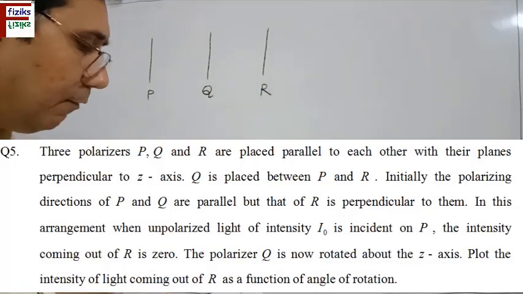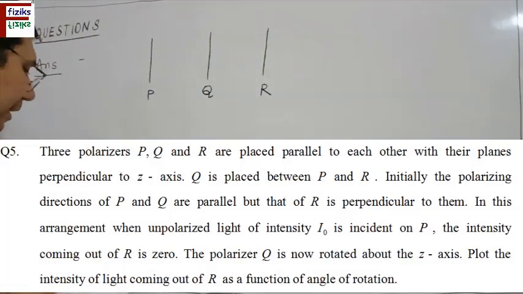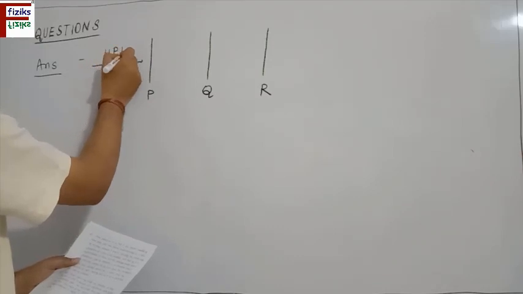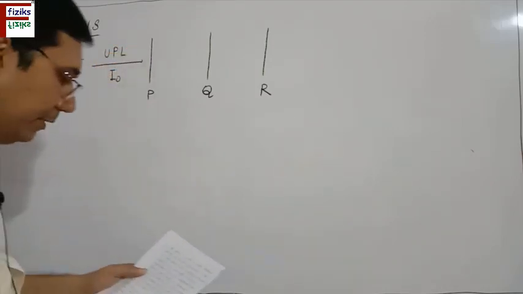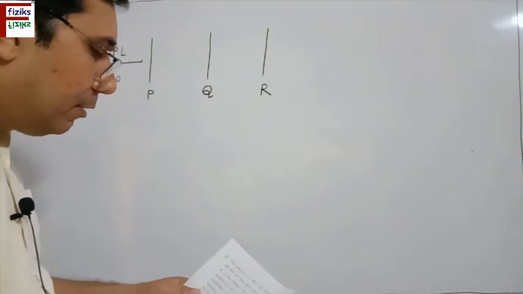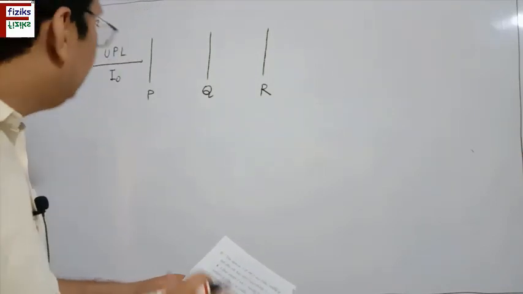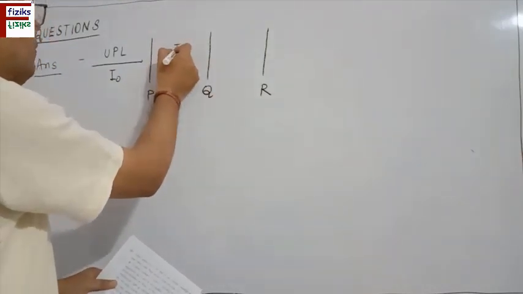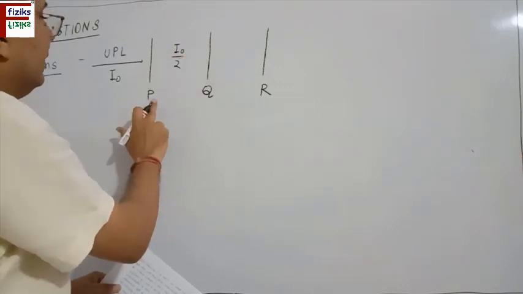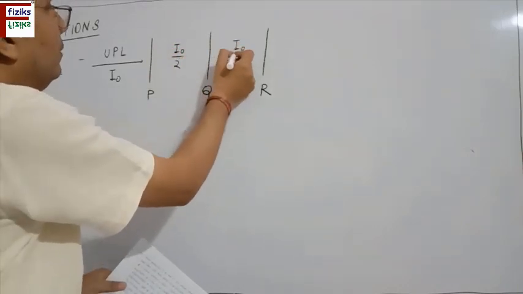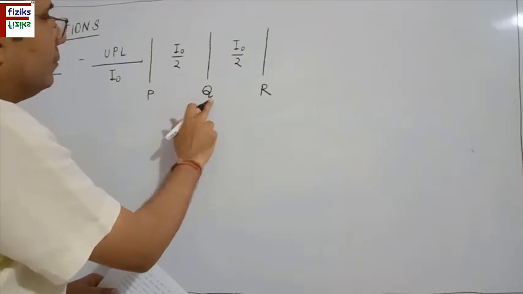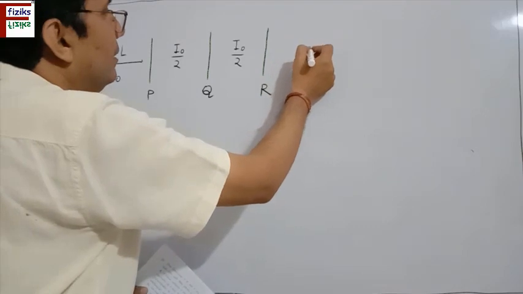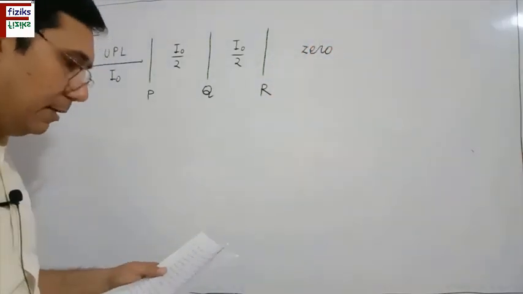In this arrangement, when unpolarized light of intensity I0 is incident on P, the intensity coming out of R is 0. Here it will be I0 by 2, and since Q is parallel to P, here it will again be I0 by 2. But Q and R have perpendicular pass axes, so here intensity will be 0. This is given in the first part.